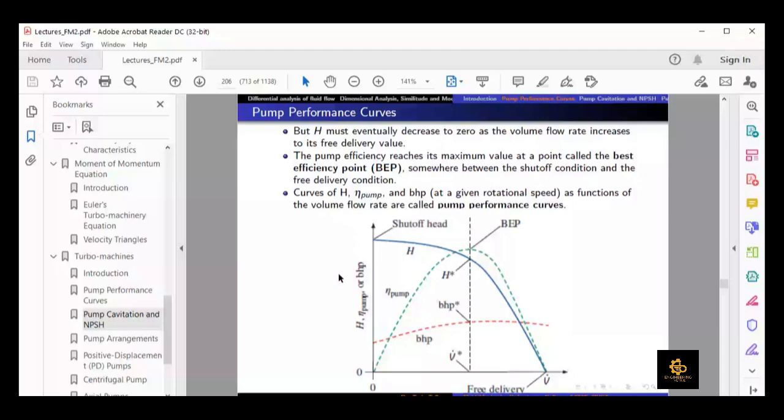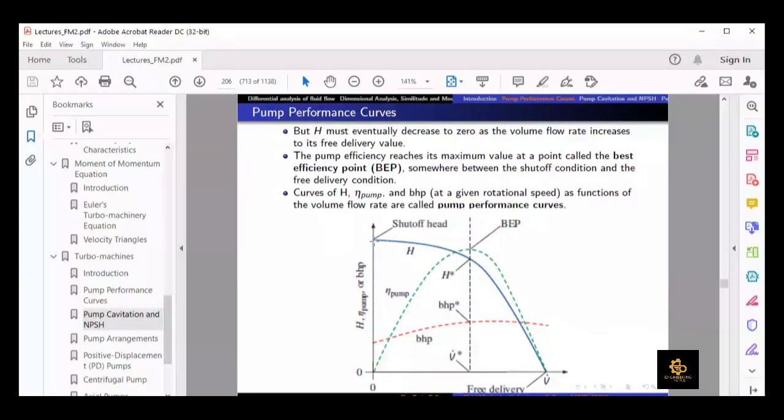The point where we have the maximum efficiency, this green line, as I discussed on the whiteboard in the last class, the maximum of that green line is the best efficiency point, where the efficiency of the pump is maximum. It means that for a given impeller diameter pump, we would have a volume flow rate at which that pump would give us the maximum efficiency, right?